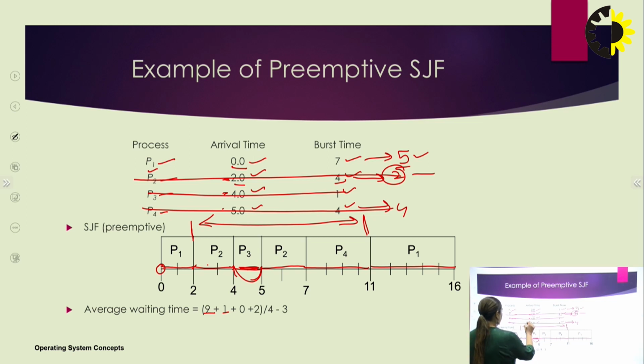Now see P3. P3 came at 4 and started at 4, so it does not wait. The waiting time is 0. P4 came at 5 and started at 7, and it completed when it started, so there is no further waiting. That means it waited from 5 to 7, that is 2 units of time. So the total is this divided by 4, right? 9 plus 1 is 10, plus 2 is 12. 12 divided by 4 is equal to 3, right?